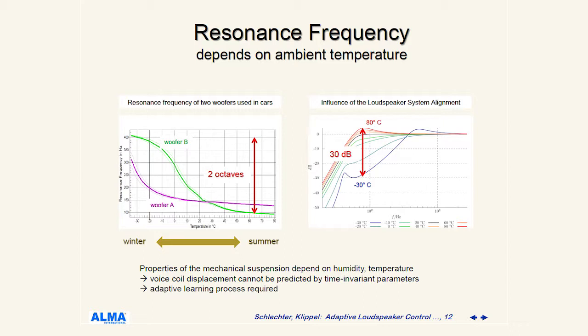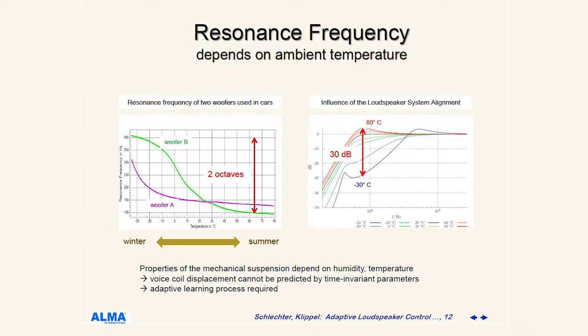Here are some simulations from an alignment of a vented box, and you see, depending on the current temperature, you get totally different behavior of your loudspeaker. But if you know the parameters, the current resonance frequency, you can keep your desired alignment, or you can even give some mercy to the loudspeaker. If it's too cold, you don't keep it, but you make some softer curve than those two resonances here.